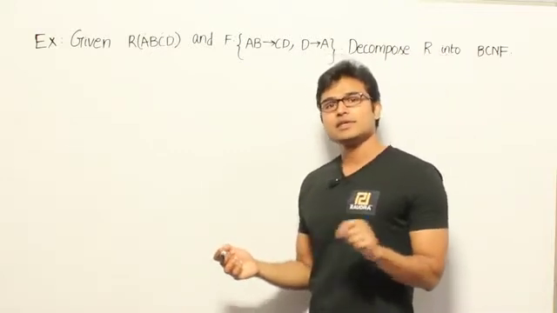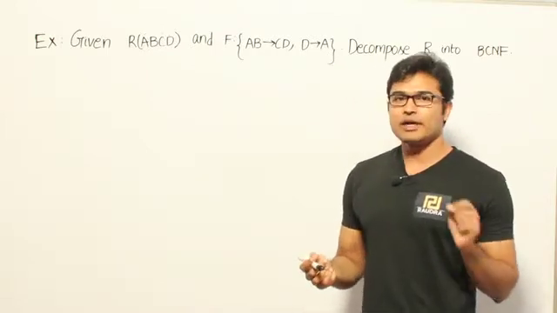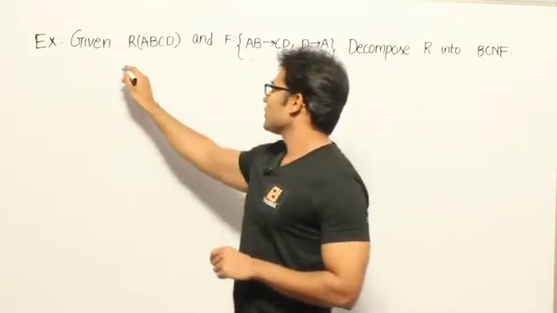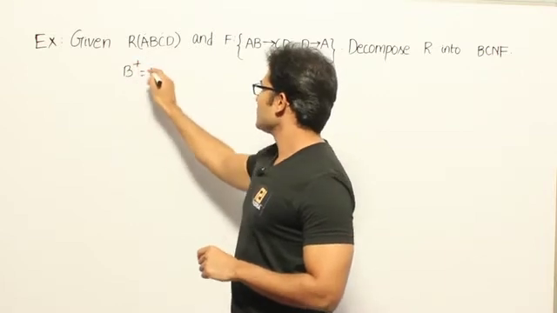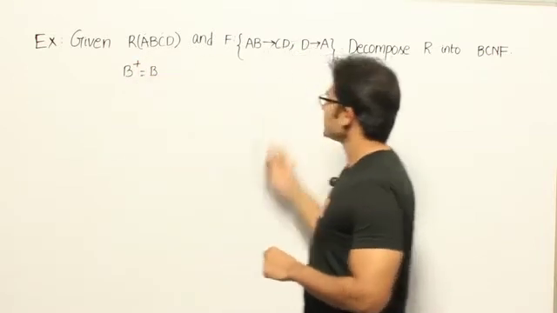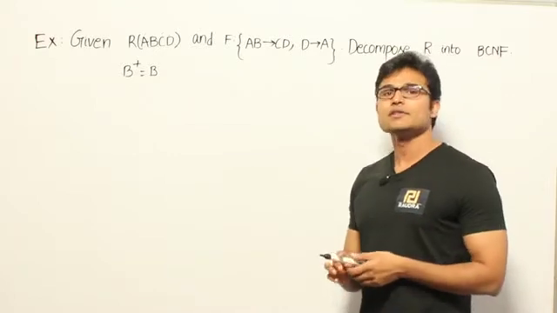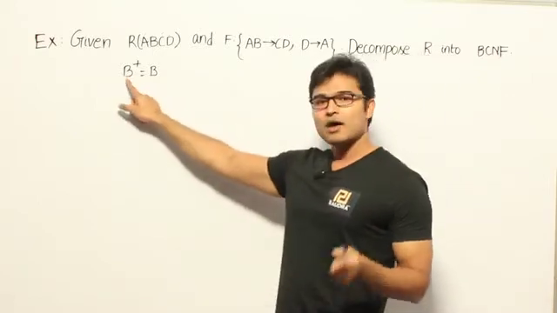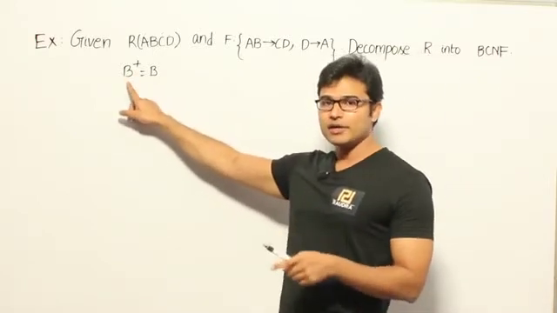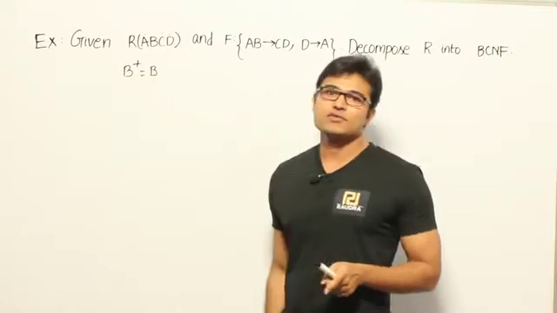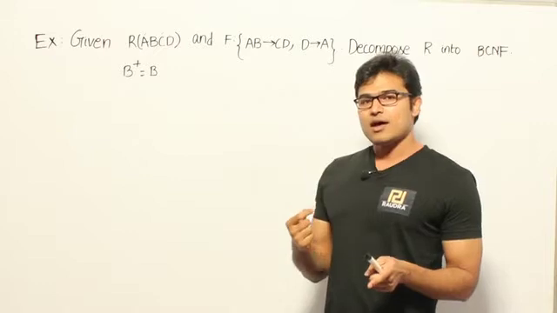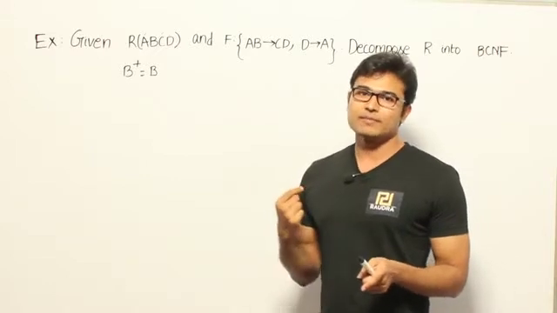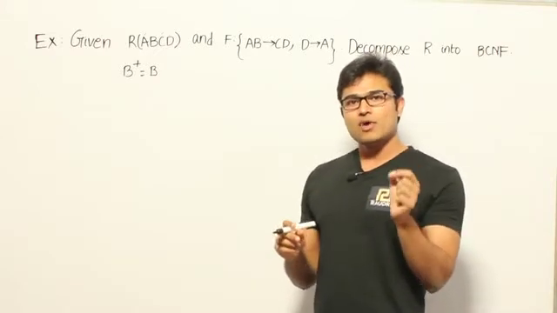Now let me test if B itself is enough to become the candidate key. So for that I am finding B plus. If I find B plus, I'll get only B from this, check it. I'll not get anything. So what does it mean? B should be a part of every candidate key, but only B is not sufficient to become the candidate key. Therefore we are supposed to add some more to B.